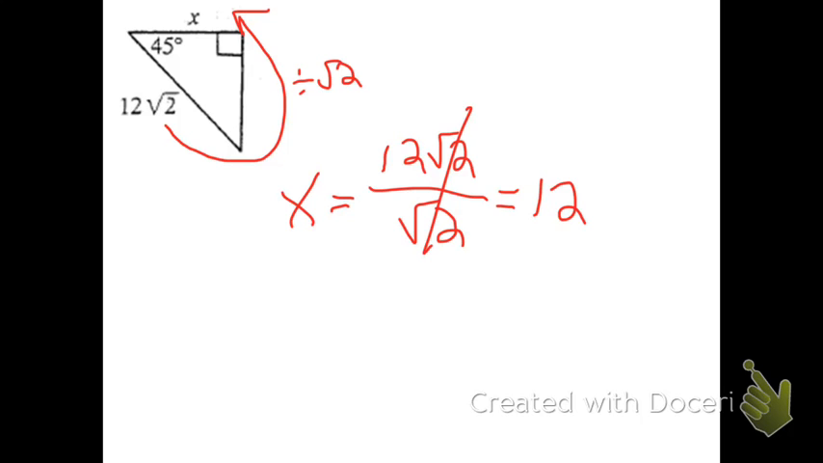Alright, your answer might have a radical in it, it might not. So don't think it's going to have a radical in it every time, or that it's not going to have a radical in it every time. It's going to vary based on the information that you're given.